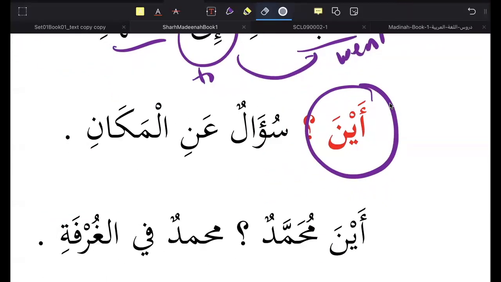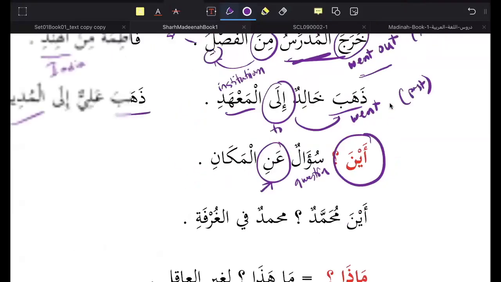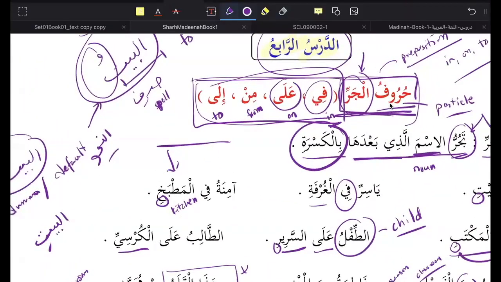It says su'alun anil makan. Su'al is a question. We had this word, I think, before already. An, believe it or not, is another preposition. So he did not mention it here. Maybe we can add an here. Okay? Remember, we said this is not an exhaustive list.